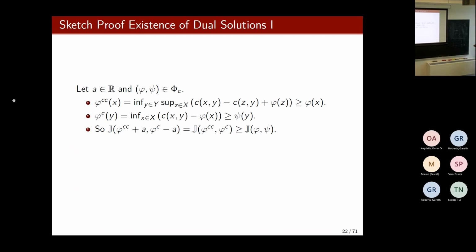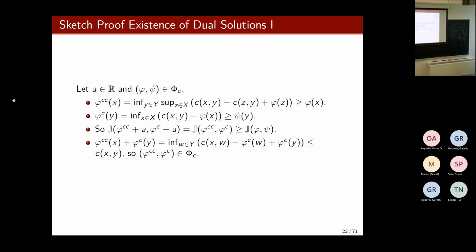Right, so what this means then is that if I take my dual form here, my sort of energy, apply it to phi and psi, I can increase it by substituting in the C transforms. And of course, this A here plays no role because it's just integrating out. So I can add A to the first argument, subtract A from the second argument, and everything works out fine.